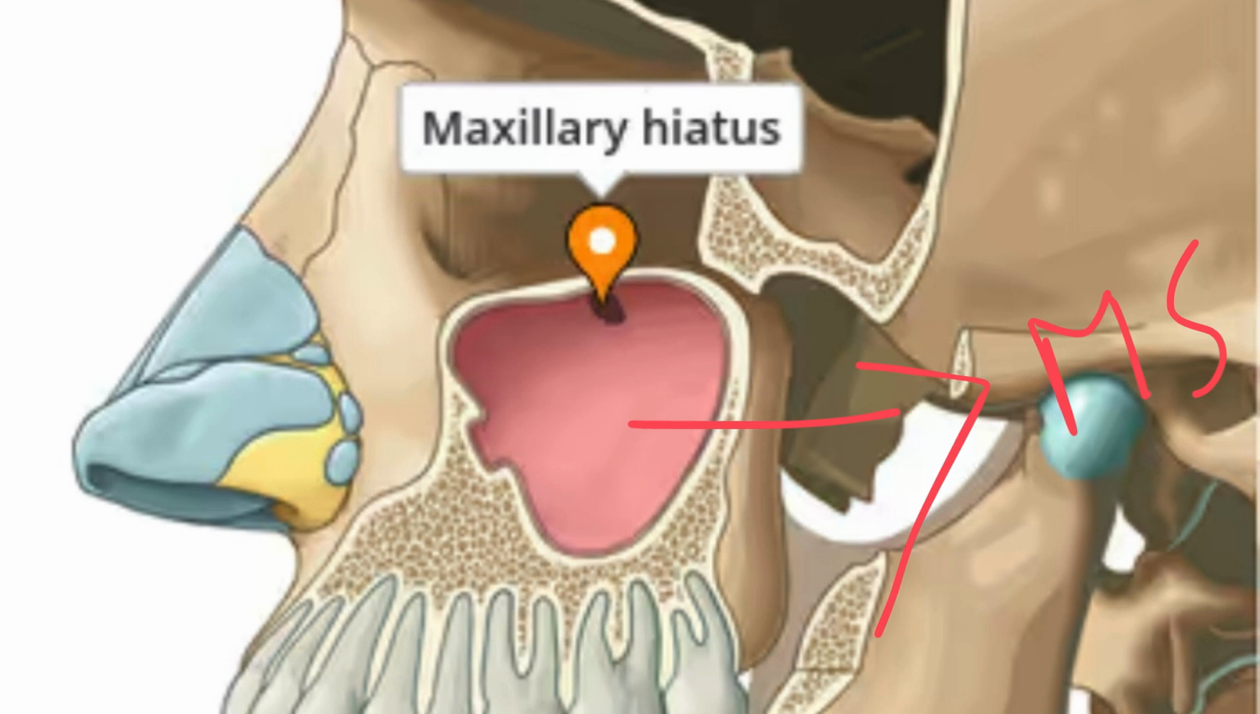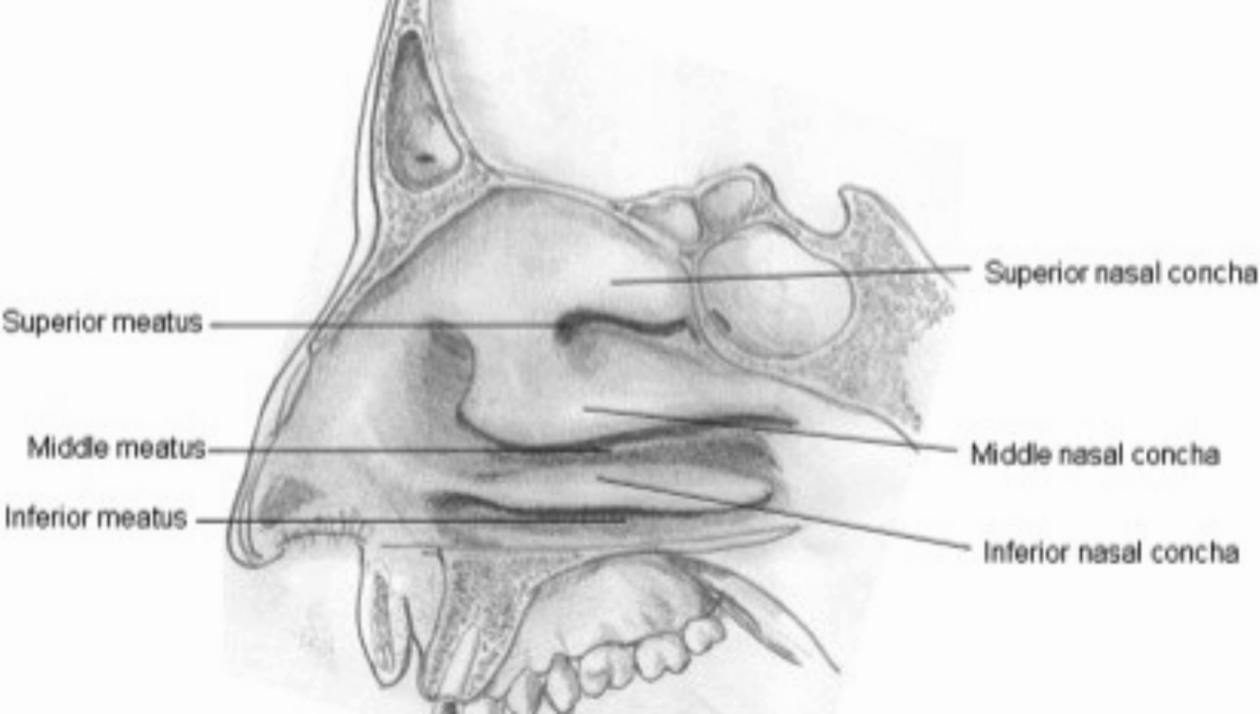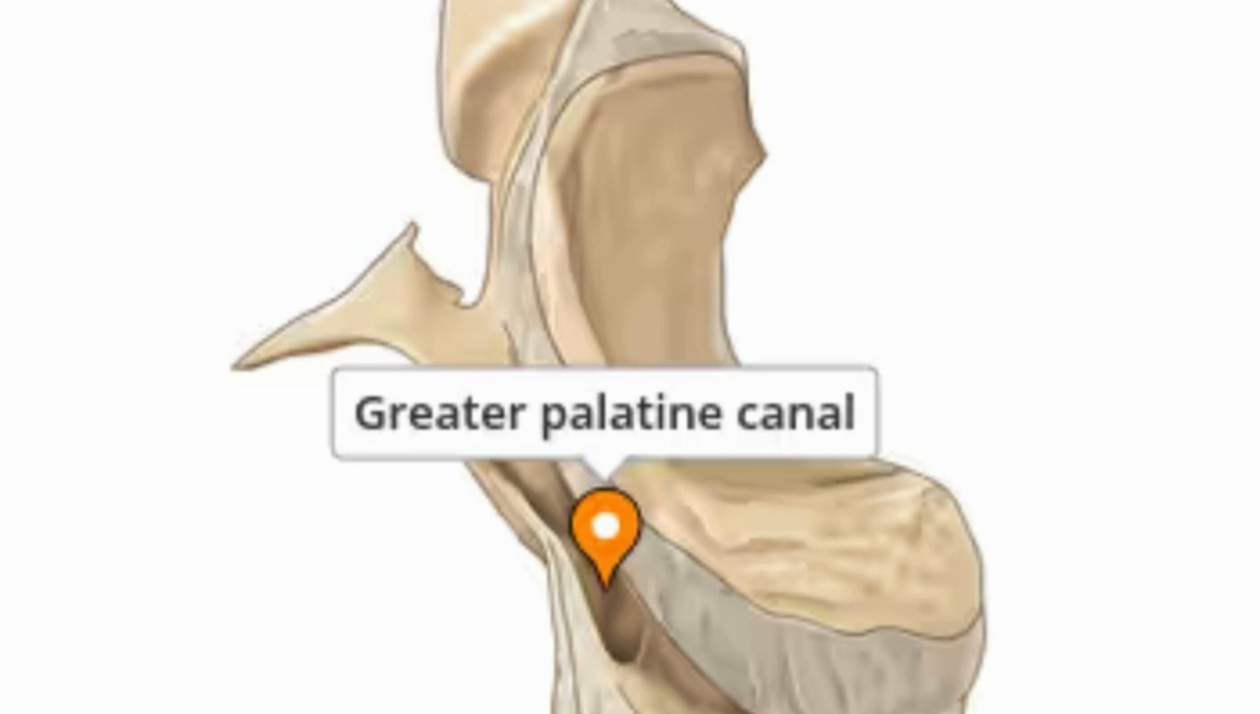Okay, it also gives rise to the maxillary hiatus. The maxillary hiatus is nothing but an irregular opening in the maxillary sinus. Okay, this is known as the maxillary hiatus. It also forms the inferior meatus of the nose. Okay. Next part is the greater palatine canal. Due to the articulation of the palatine bones and the hiatus, it forms the greater palatine canal.